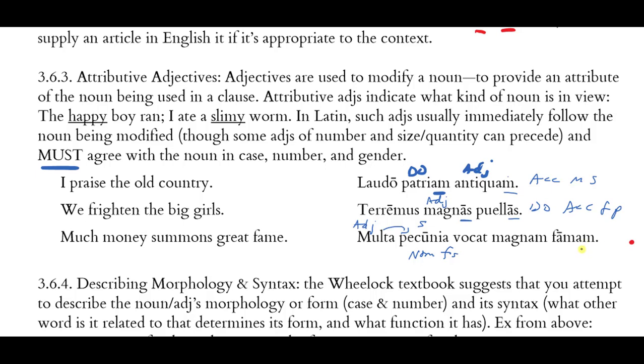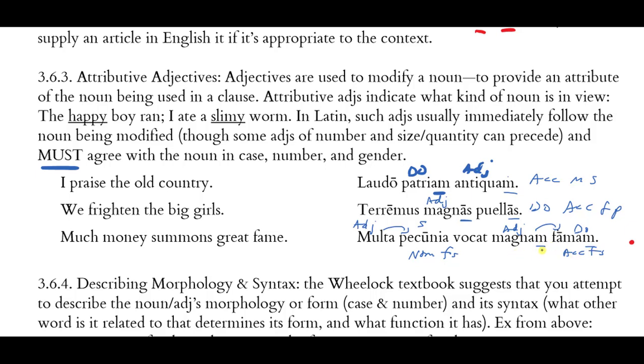Here, famam is my direct object. And as a direct object, it has to be accusative. And this noun is feminine singular. Notice that the adjective magnam is going to match its noun because it's an attributive adjective in the same case, gender, number. And so it uses the same case ending.